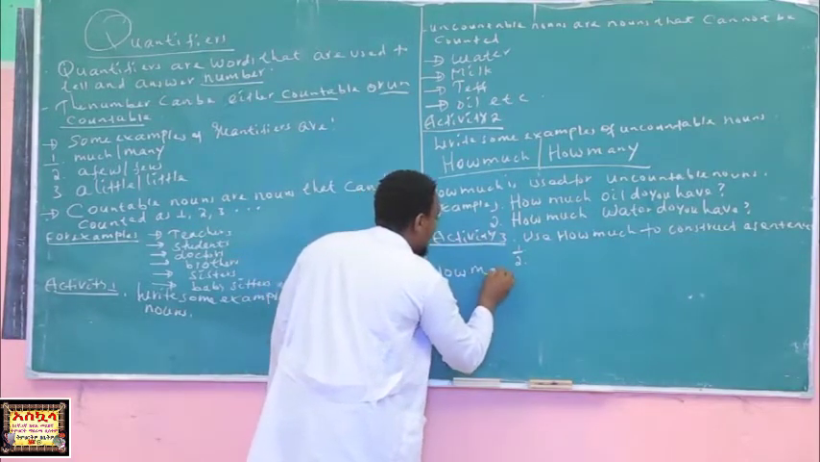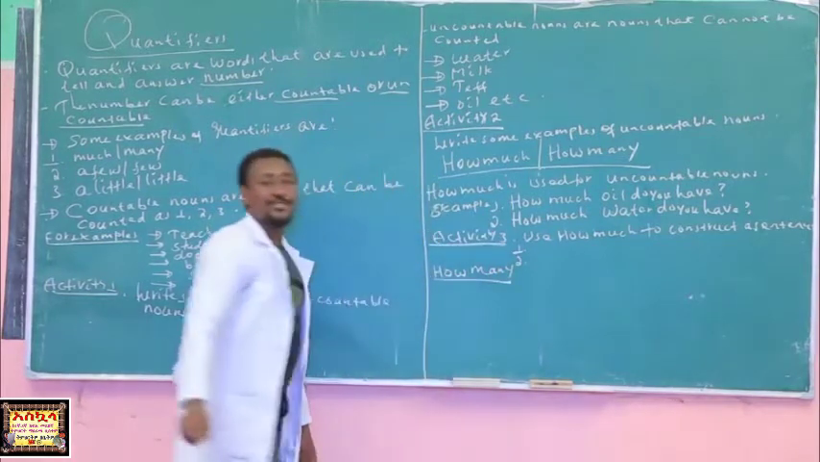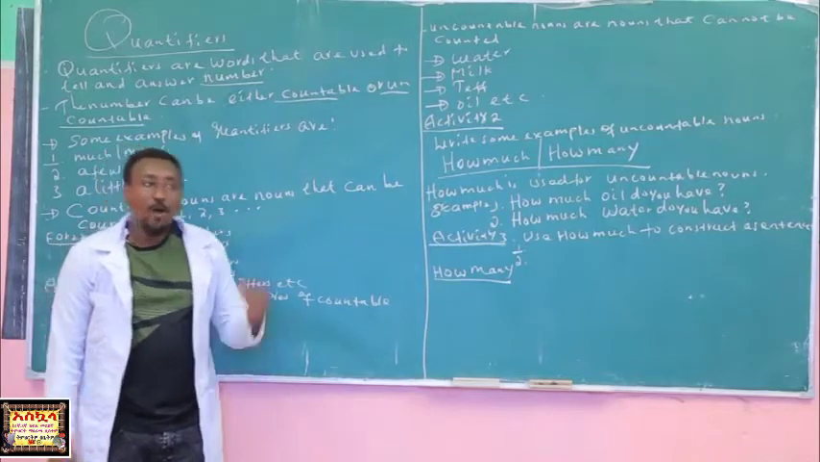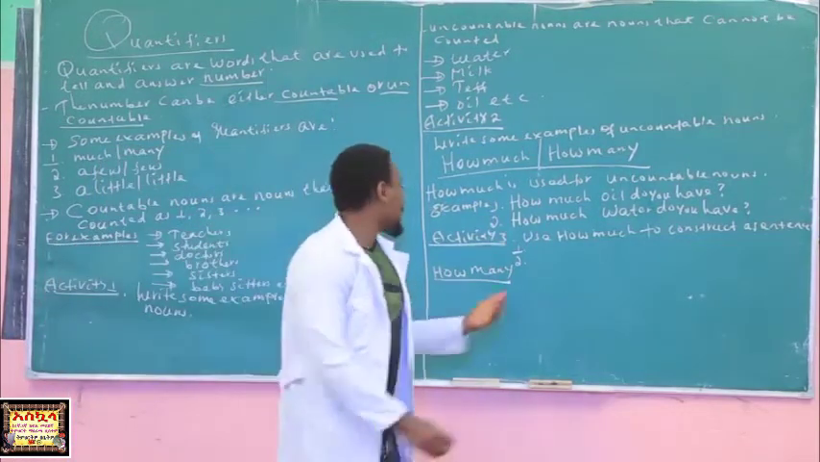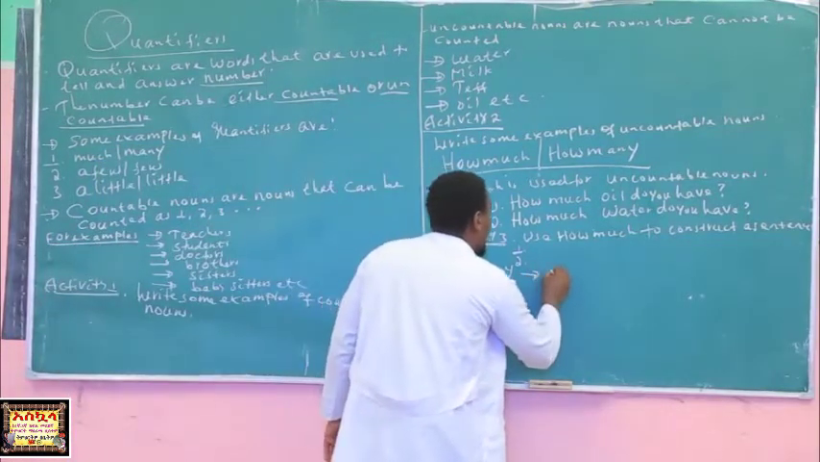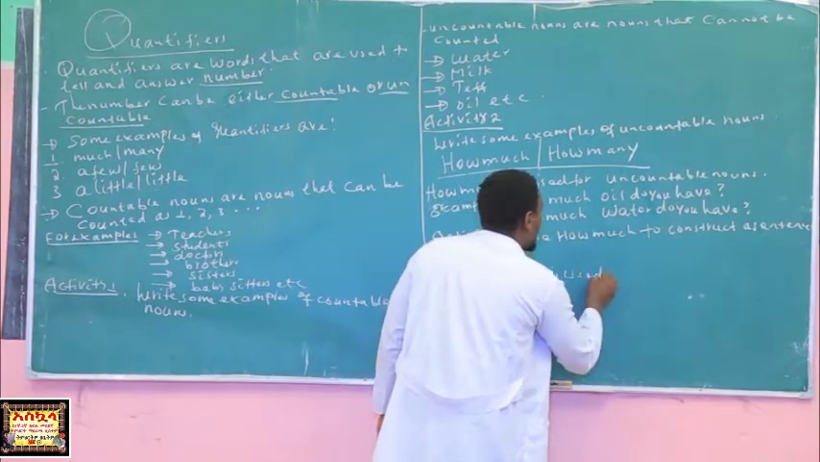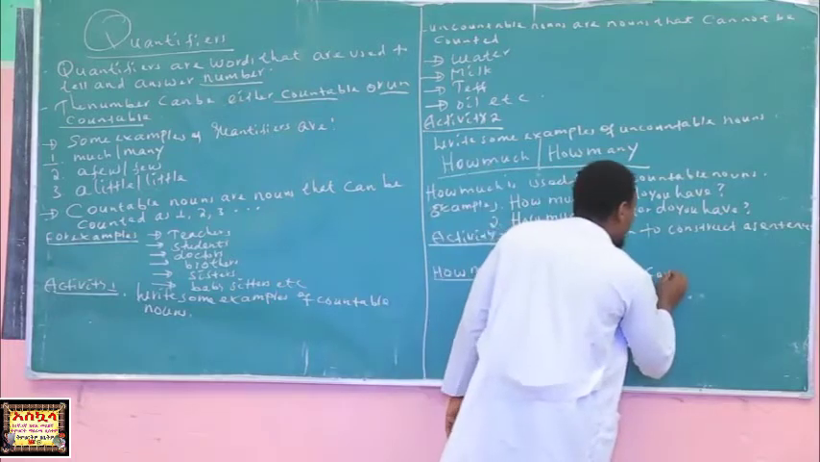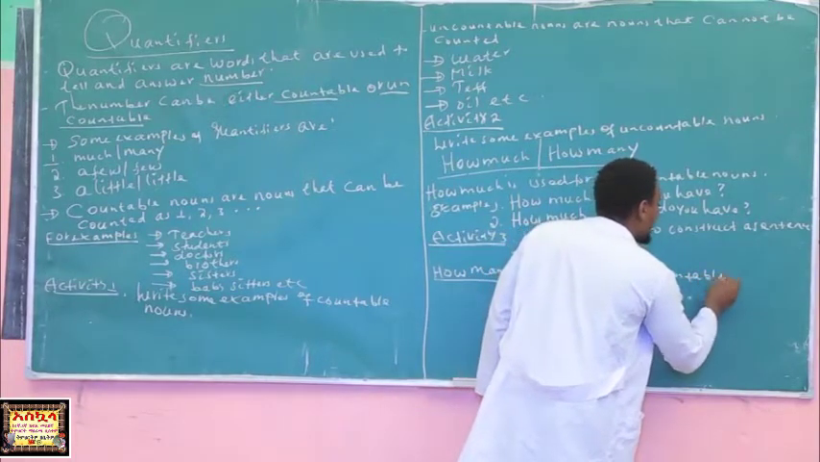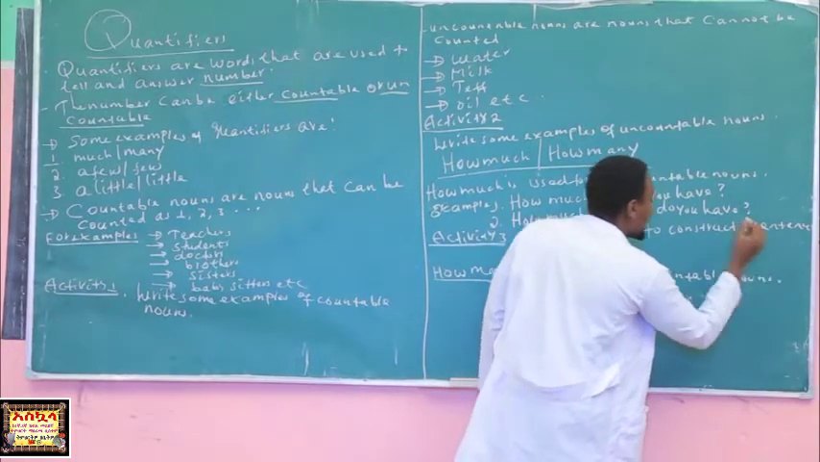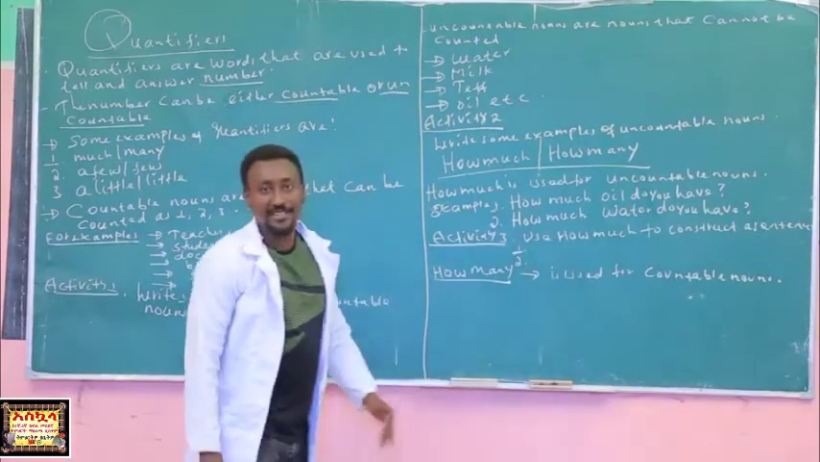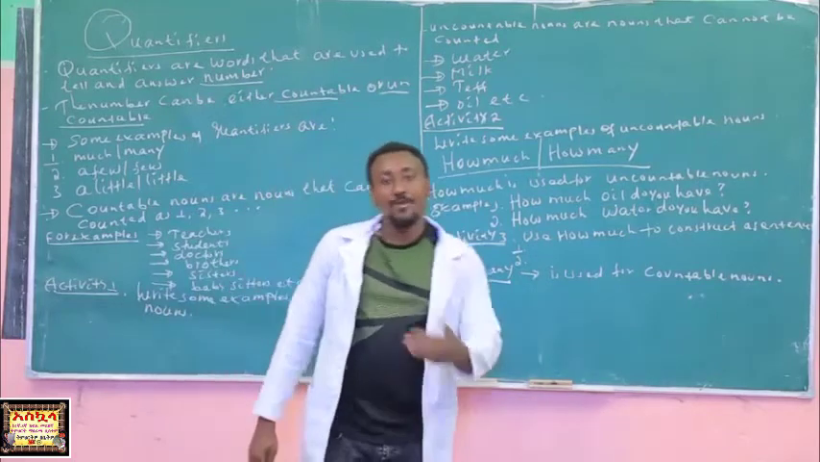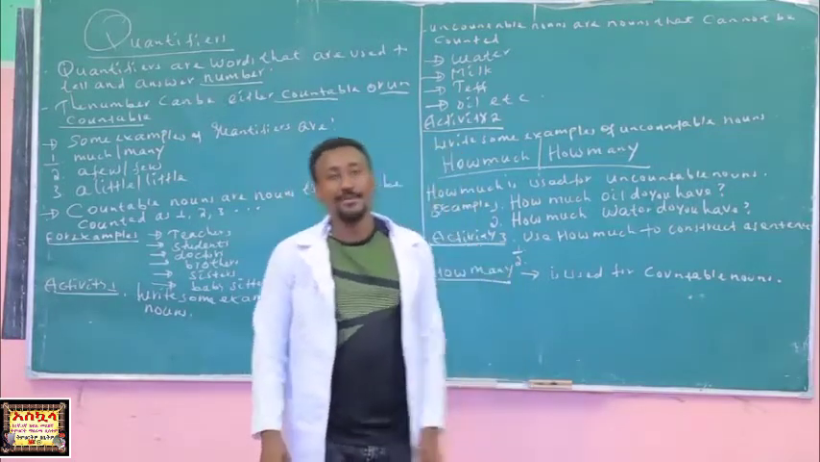How many is the opposite of how much. How many is used to talk about, yes, what kinds of nouns? Countable nouns. These are the basic issues. So how much is for uncountable nouns and how many is used for countable nouns.